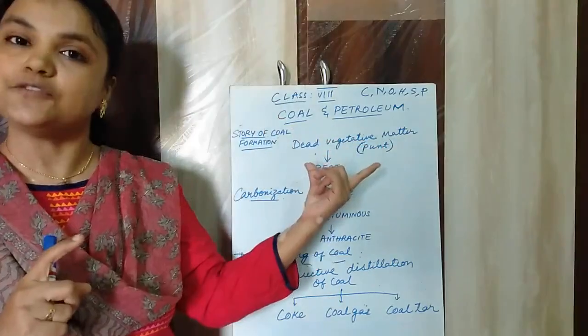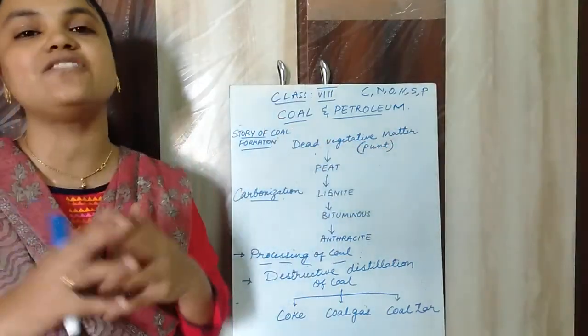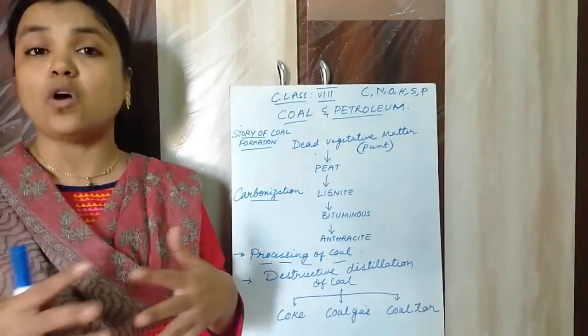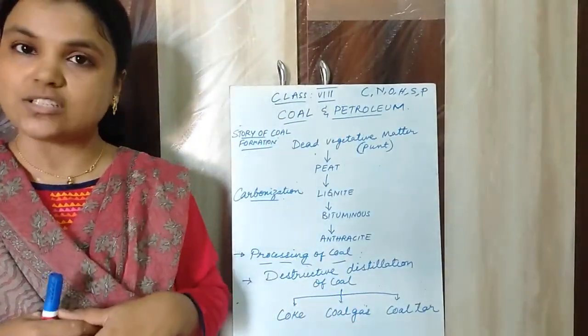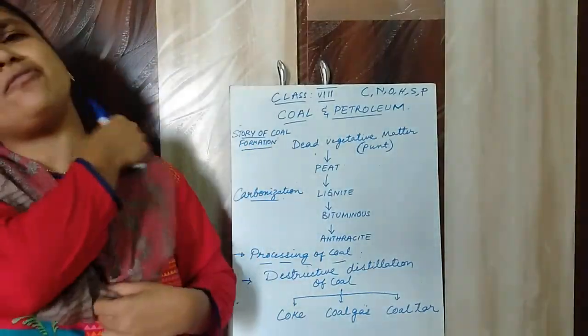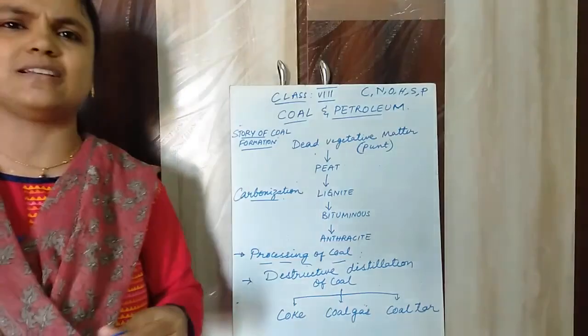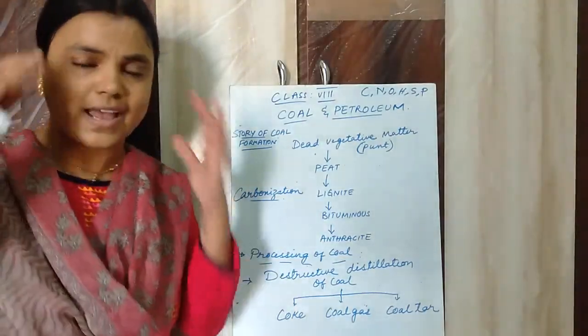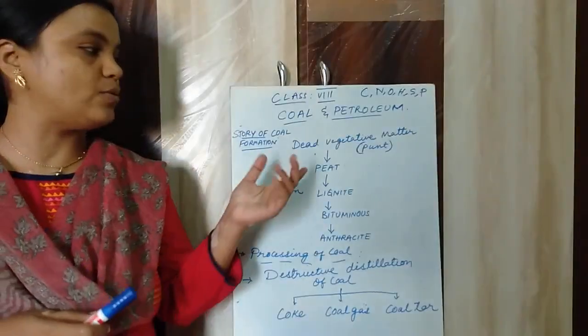So how is it formed? It is formed from decomposed vegetative matter. Slowly it gets transformed into coal, children. So let's learn about the story of coal formation. We already know this. We have been learning since our lower classes. In our lower classes also we had some idea about its formation.